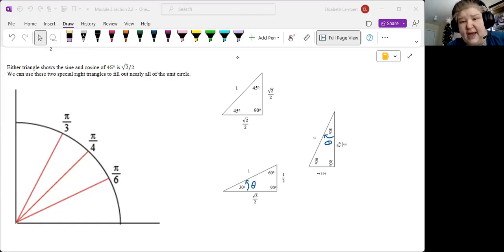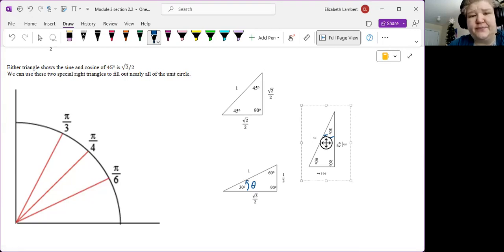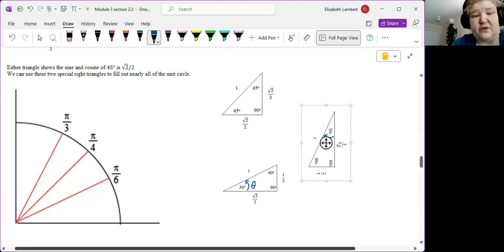what's positive and what's negative, which I do by drawing a little triangle in whatever quadrant and then just seeing, well, which way did I go? We'll see that as we continue on. But in here, I wanted to show you where these three triangles fit in here. So our 30, 60, 90 fits in right here at the pi over 6.